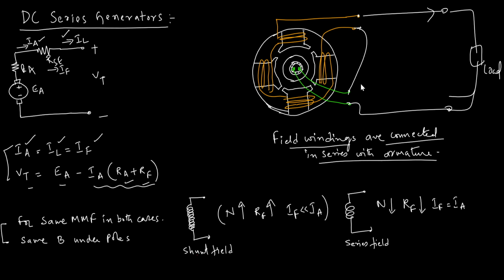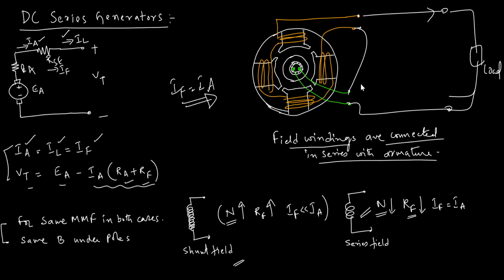Now constructionally, if you notice, the series field windings are slightly different from the shunt field windings, because series field windings will be carrying the same armature current. The IF is equal to the armature current. The current is very large. Armature current is very large as compared to the shunt field current. So constructionally the series field will have a smaller number of turns and low resistance, as compared to the shunt field winding.